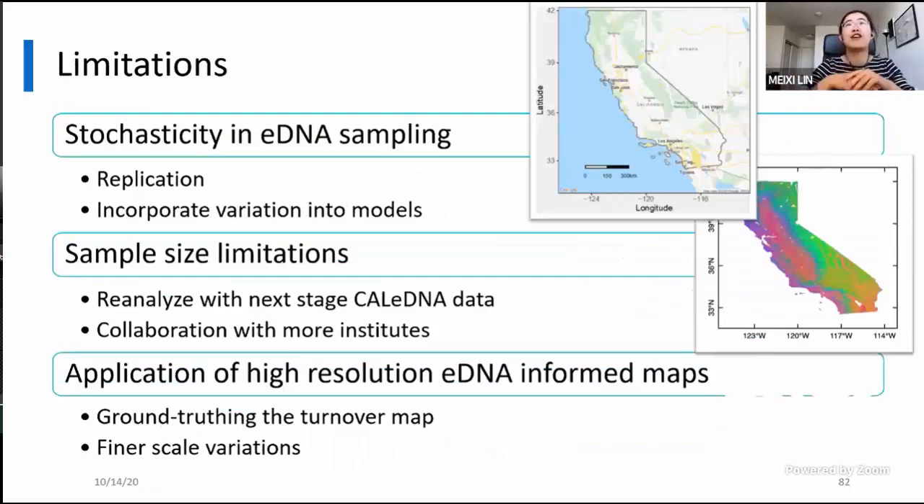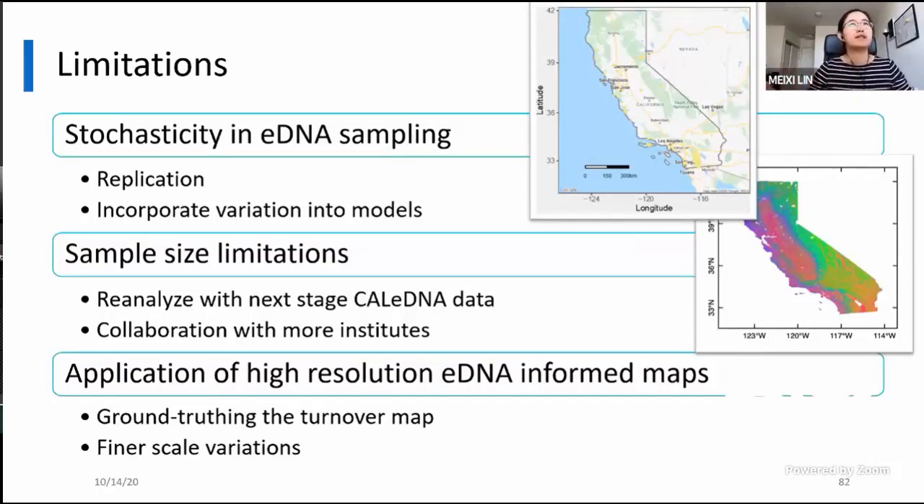I have to say there are still some limitations in the eDNA studies. For example, we also found stochasticity in the eDNA sampling as well. So a sufficient level of replications and incorporating variations into the models are very important as well.